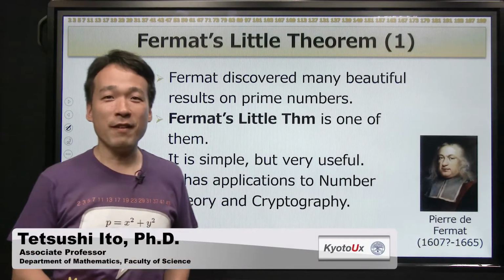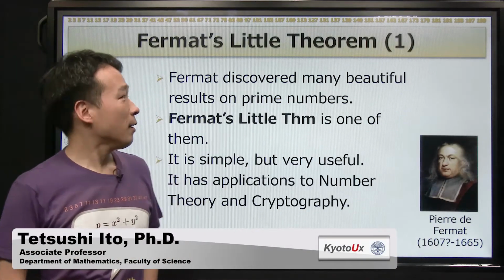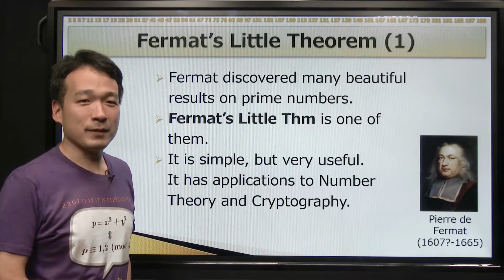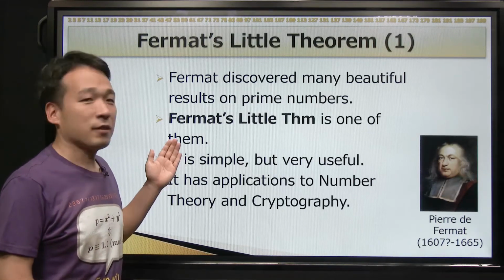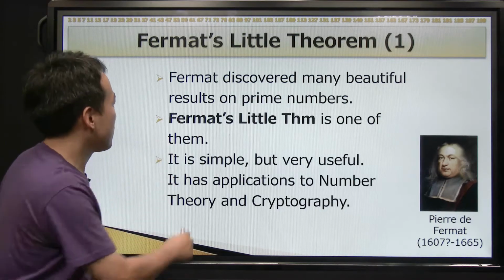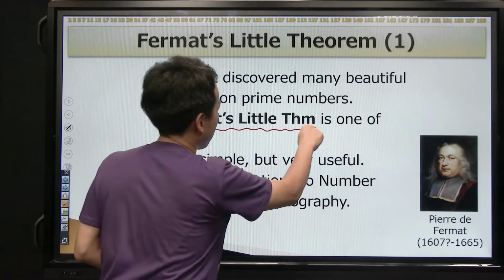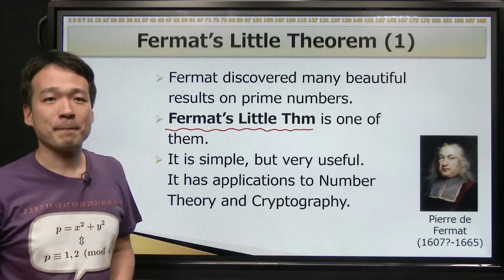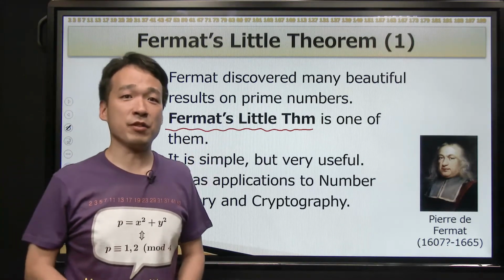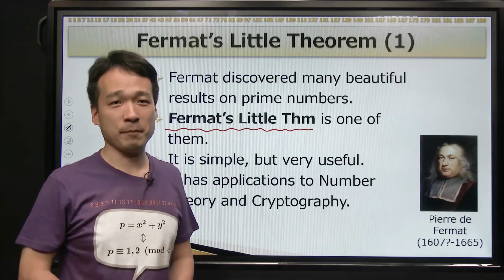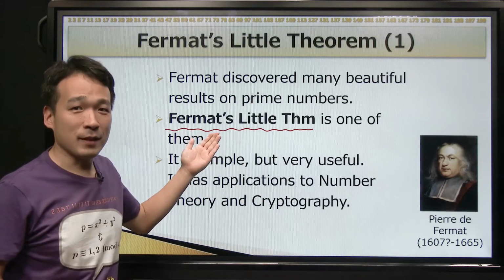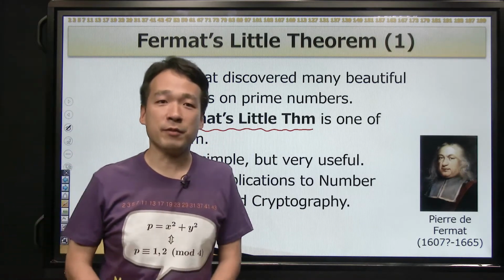Now return to Fermat's theorem. Fermat discovered many beautiful results on prime numbers. Here, we shall study a theorem called Fermat's little theorem. We call it little in order to distinguish it from Fermat's last theorem. However, contrary to its name, it is simple but very useful.